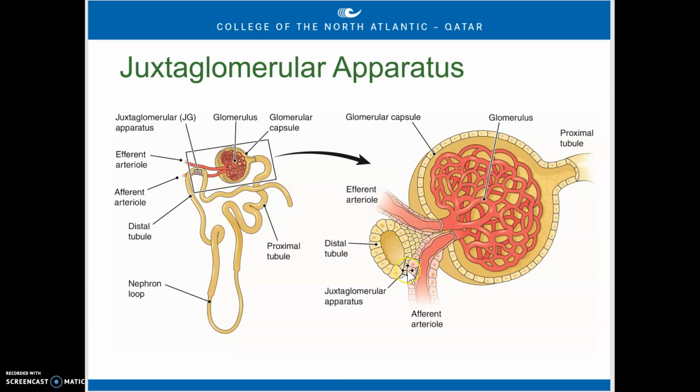And that's going to let these cells know that we need to release renin. And then renin, of course, will help us produce the angiotensin II, which will increase blood pressure. So we'll see more filtrate being pushed through the nephrons. And that'll increase the volume of fluid or filtrate that reaches the distal convoluted tubule. And as a result of that, our blood pressure will normalize.